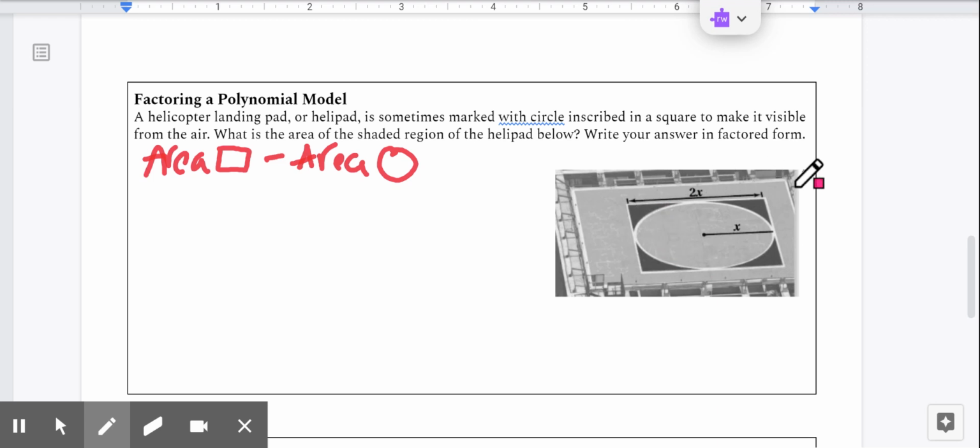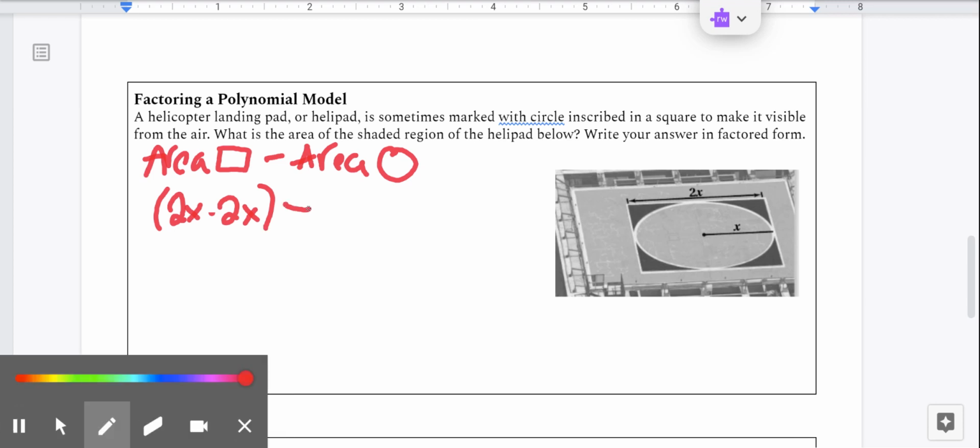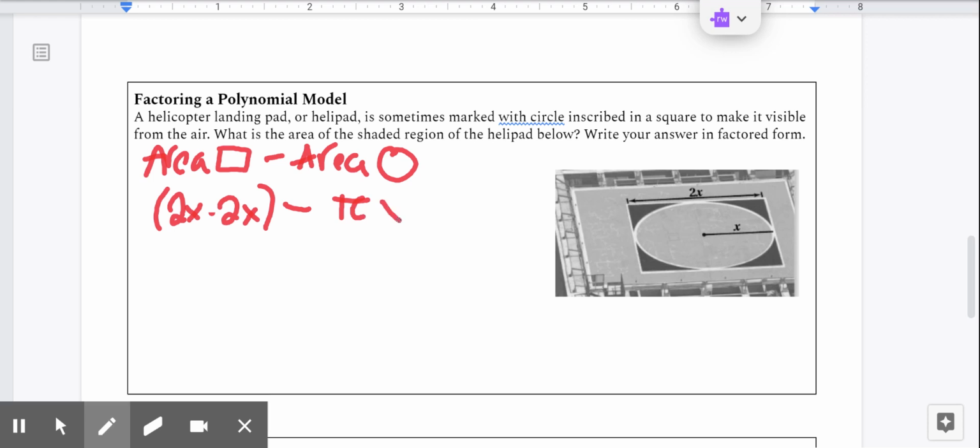Well, we know that the area of a square is equal to the side length times itself, right? So this is equal to 2x times 2x, or you could also write it as (2x) squared. And the area of a circle is pi times the radius squared. So here our radius is x, so we would write that as pi x squared. All right, so then if I go ahead and simplify this expression here, we know that 2x times 2x is going to be 4x squared minus, we still have this pi x squared.